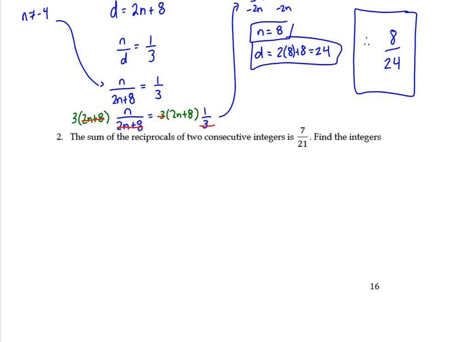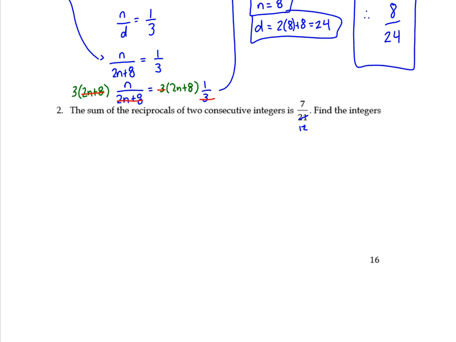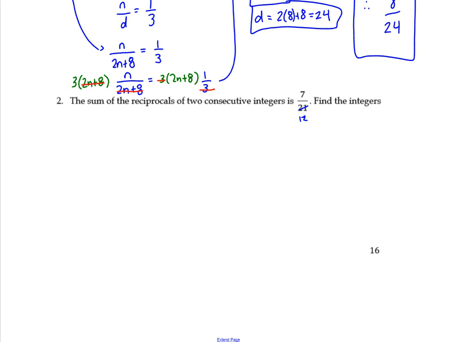The sum of the reciprocals of two consecutive integers is 7. Oh, can you change this to 7 over 12? Sorry, correction. It doesn't work out as nice if it's 7 over 21, which is 1/3. Right? Yeah. Find the integers. Okay. So consecutive. What does it mean to be consecutive? One after the other? Is that what you said?